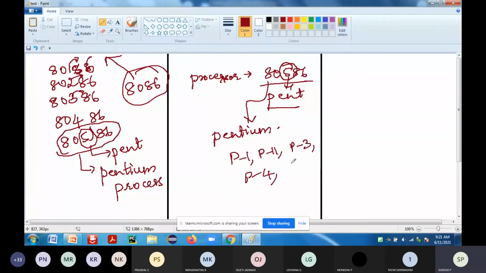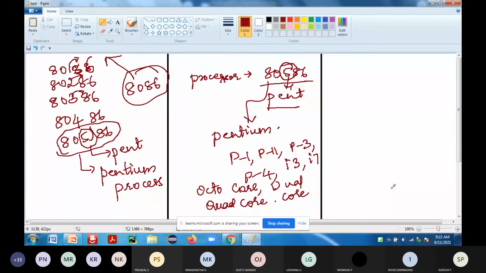Now there are already i3 and i7. There are single-core, octa-core, dual-core and quad-core processors. These are some of the processors which you are going to have. So with the advancement of the 8086, your Pentium processor started. This is how the evolution of the microprocessor came.